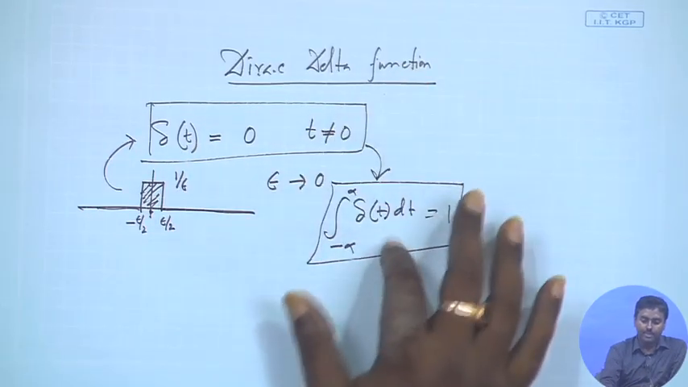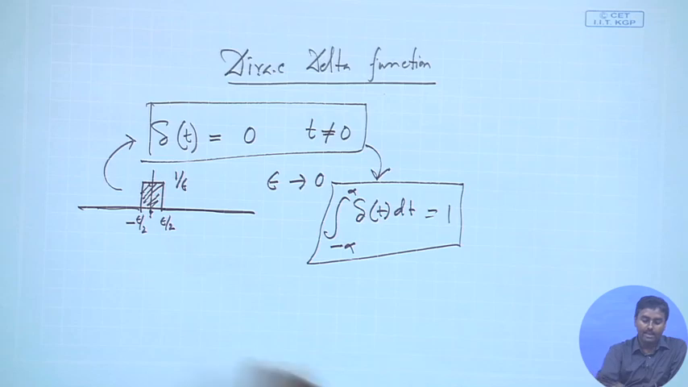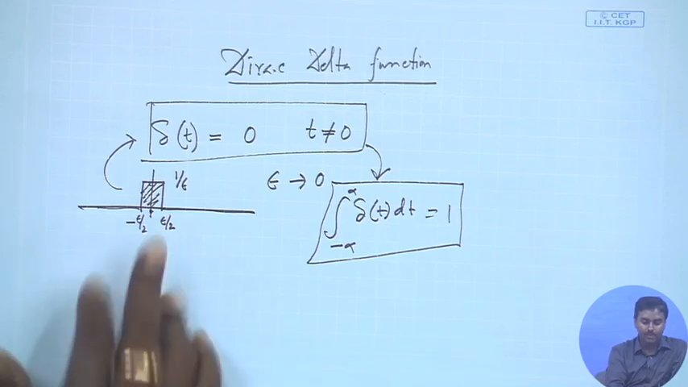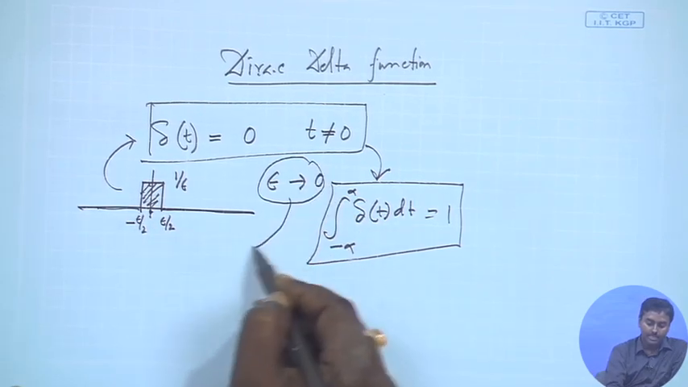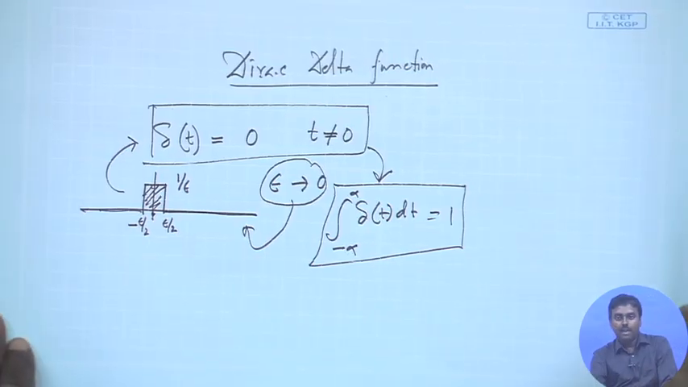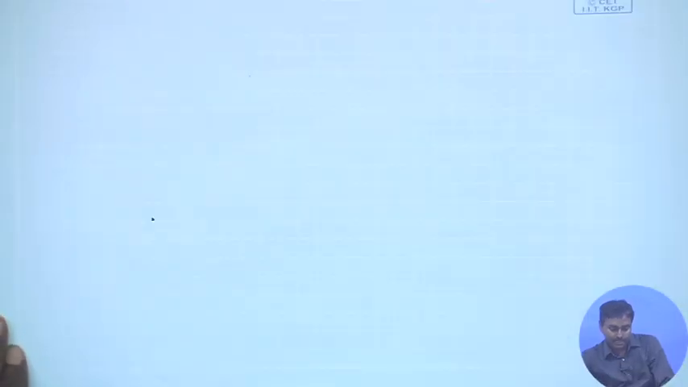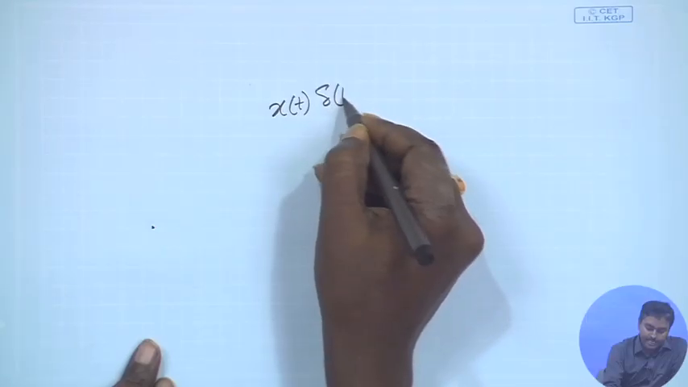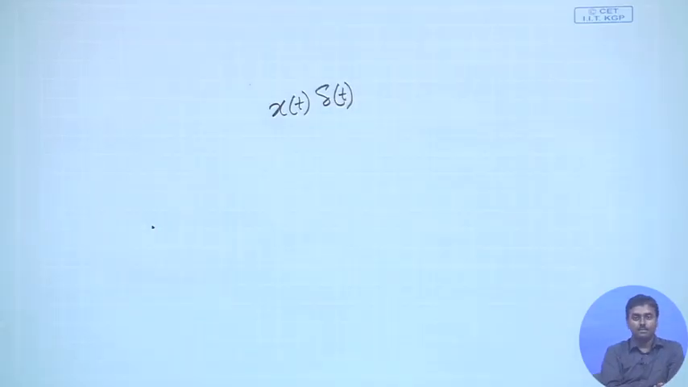If these two conditions are the definition of delta t, then I can give a definition of delta t in this manner, where I have to put an additional condition that epsilon tends to 0. So this is in a way our definition of delta t. Now, let us try to see some property of this delta t. Suppose I have a function, let us say x t. I multiply this function with delta t. What do I get?